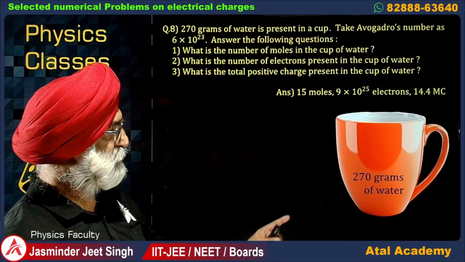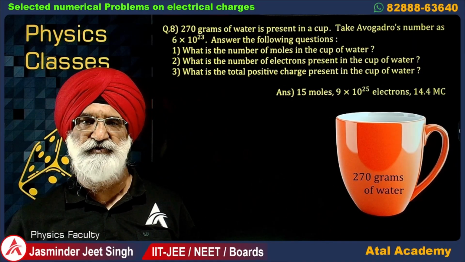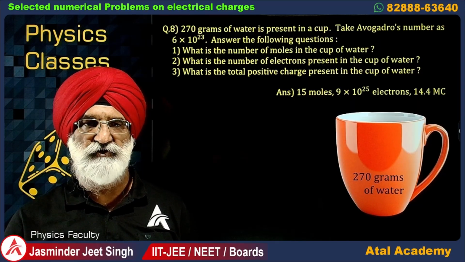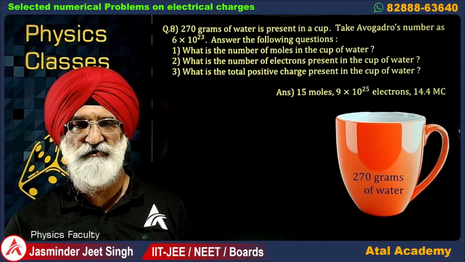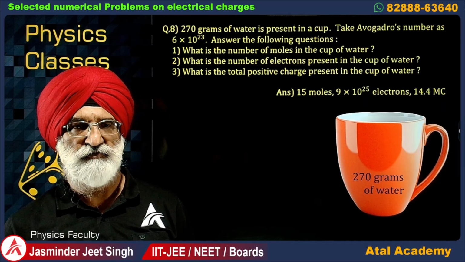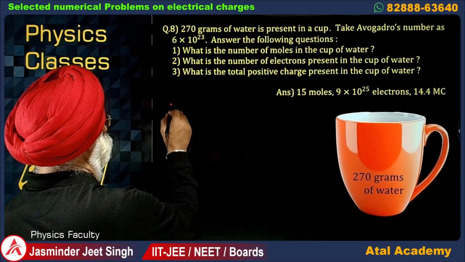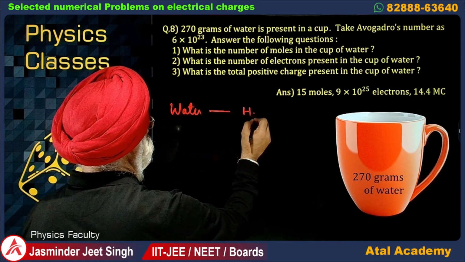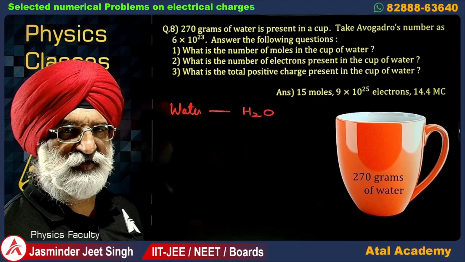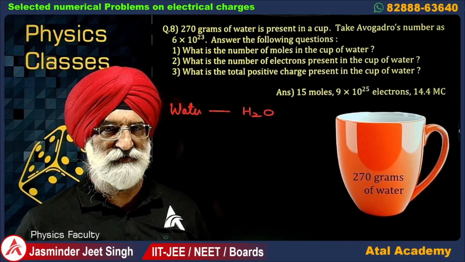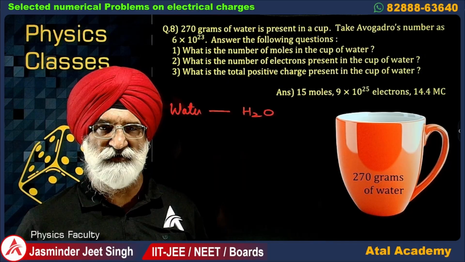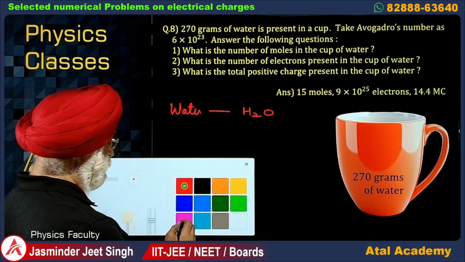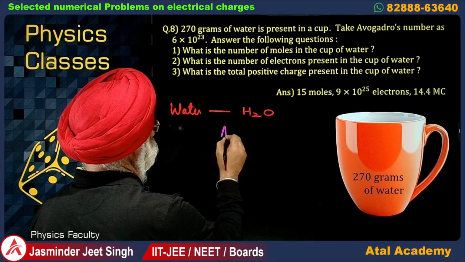We can take up an example in which there is a cup of water which contains 270 grams of water. First of all, we'll see what is the chemical formula for water and how it works. Water has got chemical formula H2O. That means in one molecule of water there are two atoms of hydrogen and one atom of oxygen. We'll take up what will be the atomic mass of each.